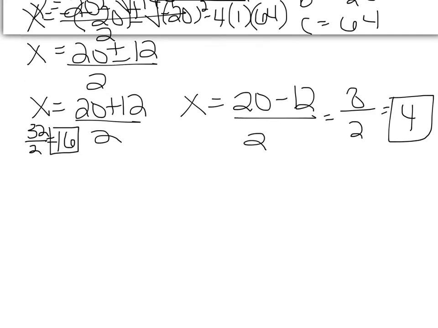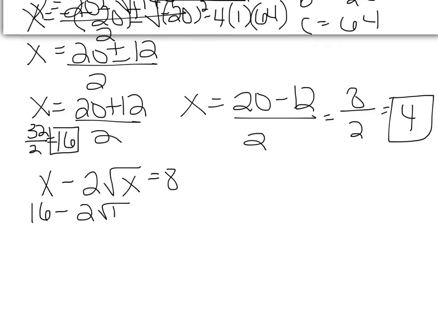So I'm going to plug back in. The original equation was x minus 2 square root of x equals 8. So let's start with 16. 16 minus 2 square root of 16 equals 8. We know the square root of 16 is 4. So we have 16, 2 times 4 is 8, 16 minus 8 equals 8, which is true. So 16 is the solution.